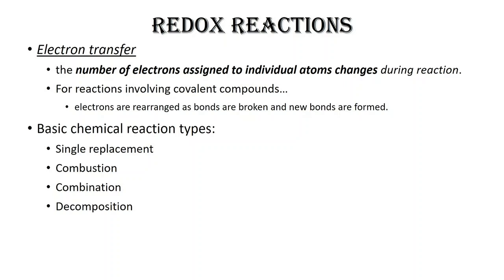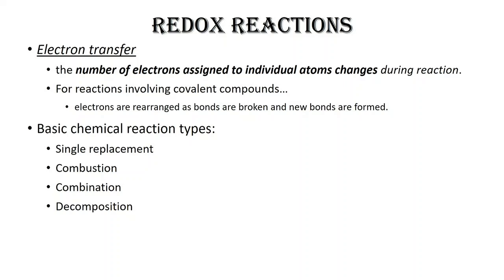In this video we'll take a look at redox reactions and how to classify them. In a previous video, we took a look at the 6 basic chemical reaction types. An additional reaction type is a redox reaction, which 4 of the basic chemical reaction types can classify as: single replacement, combustion, combination, and decomposition.